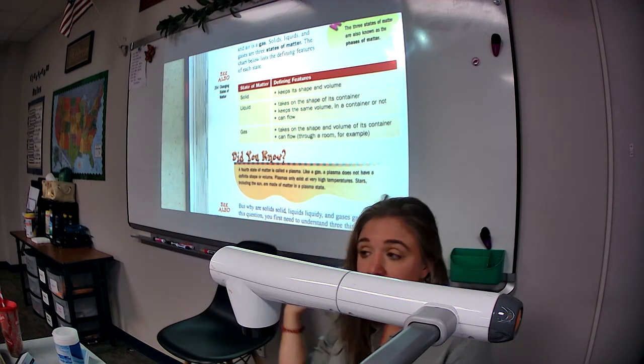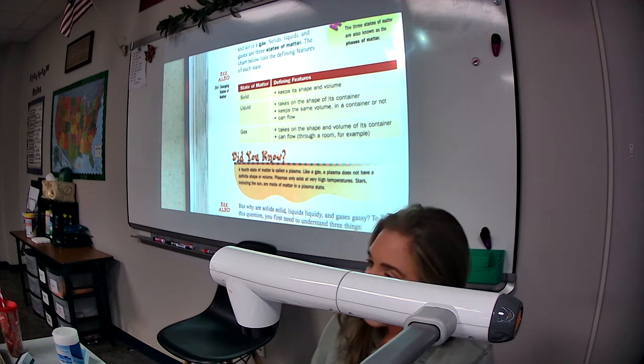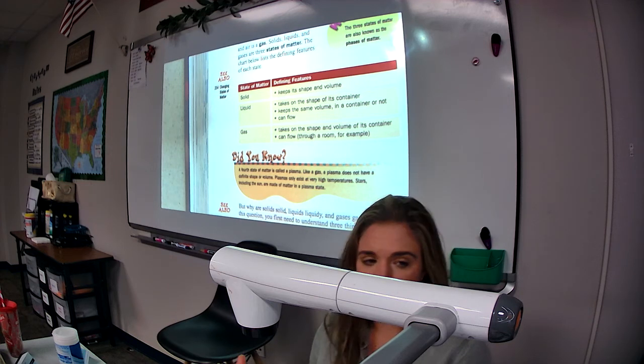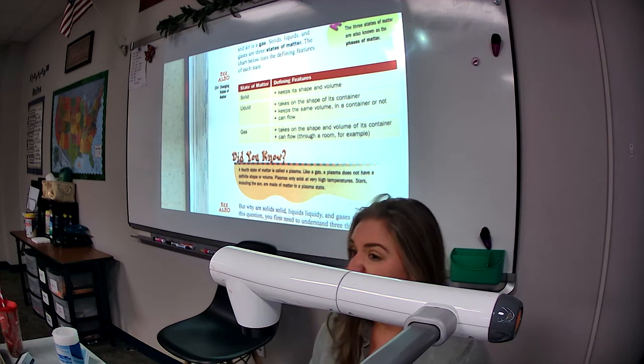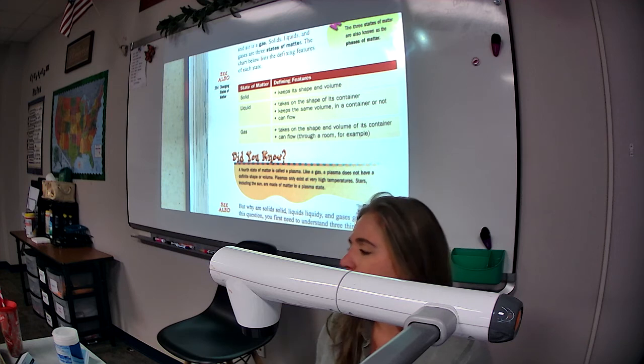Good. Plasma is actually a fourth state of matter. It's when you take a gas and heat it up or add electricity to it to where it basically causes the atoms to split. Okay? Neon signs, fluorescent lights, those are all objects that are in plasma state. Plasma actually creates a glow. Okay?